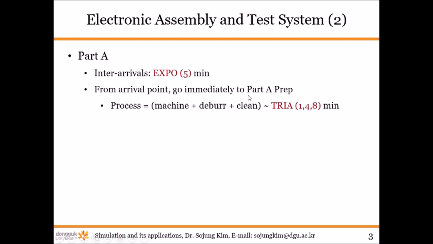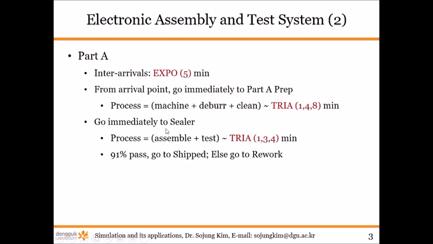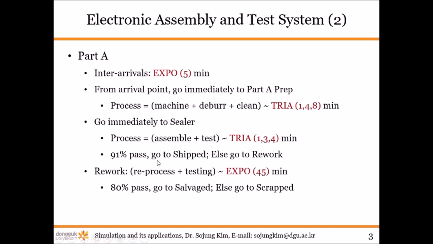This part A preparation process also follows the triangular distribution with these three parameters. After that it goes to the sealer process, as I mentioned earlier. 91% of part A will pass the test, but the other parts will go to the rework process because they failed to pass the test. This rework process also has an exponential distribution as its process time.